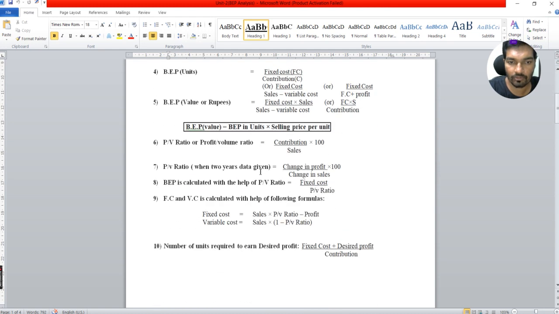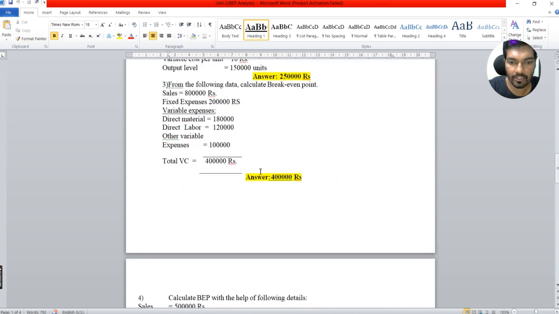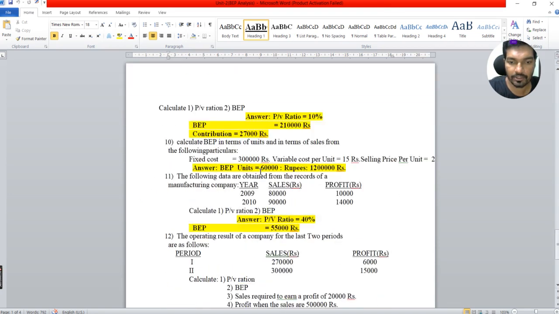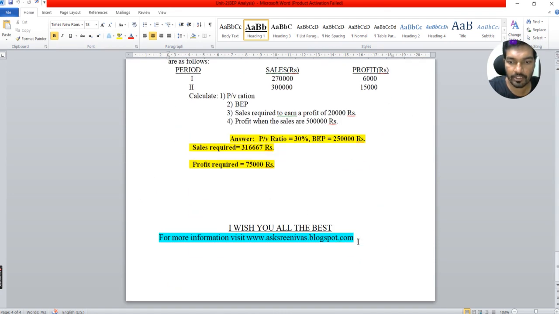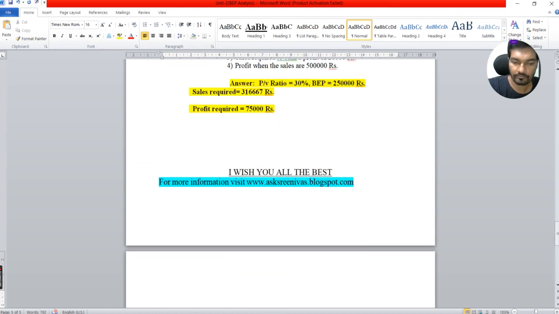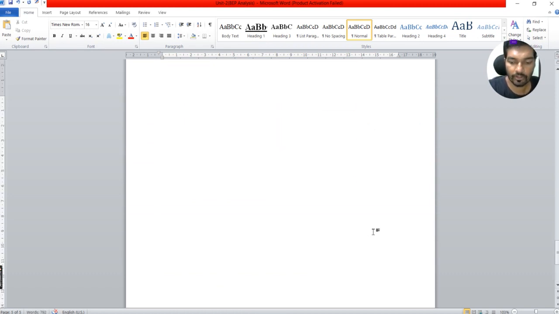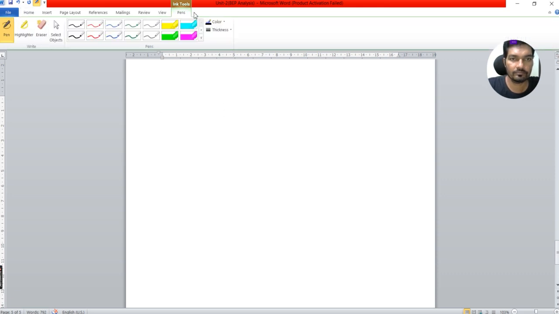This is a mathematical model formula. First, let me start with the introduction part of the break-even point analysis. So what do you mean by break-even point in general? What is BEP?